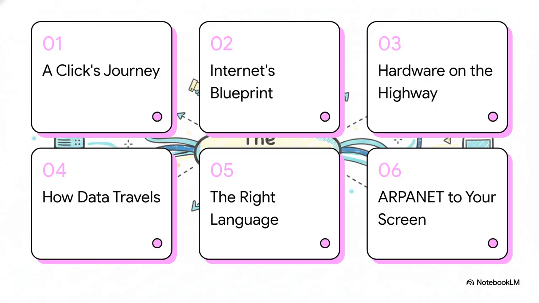Okay, so to navigate this whole superhighway, we're going to need a map. Here's our game plan. First, we'll follow a single click on its amazing journey. Then, we'll look at the internet's core blueprint, meet the actual physical hardware that makes it all run, and see exactly how your data travels. After that, we'll learn the language that all these devices speak. And finally, we'll take a quick trip back in time to see how this whole thing even got started.